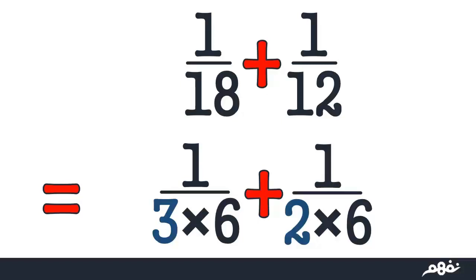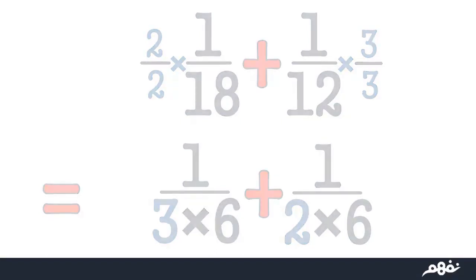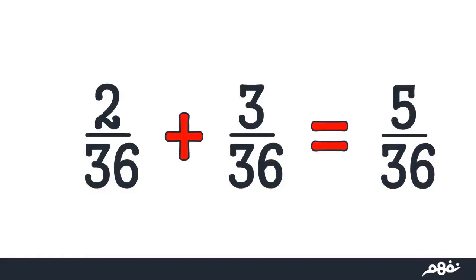So 2 is the odd one for 18 and 3 is the odd one for 12. So I multiply each term by the odd one in the form of 2 over 2 and 3 over 3. Look, 2 over 2 and 3 over 3 both equal 1. So multiplication by 1 doesn't change the quantity of the number. It's like rewriting the numbers in another form, like here 2 over 36, which we know is 1 over 18, and 3 over 36 actually equals 1 over 12. So here I can rephrase these numbers to have a common denominator and add easily to get 5 over 36.